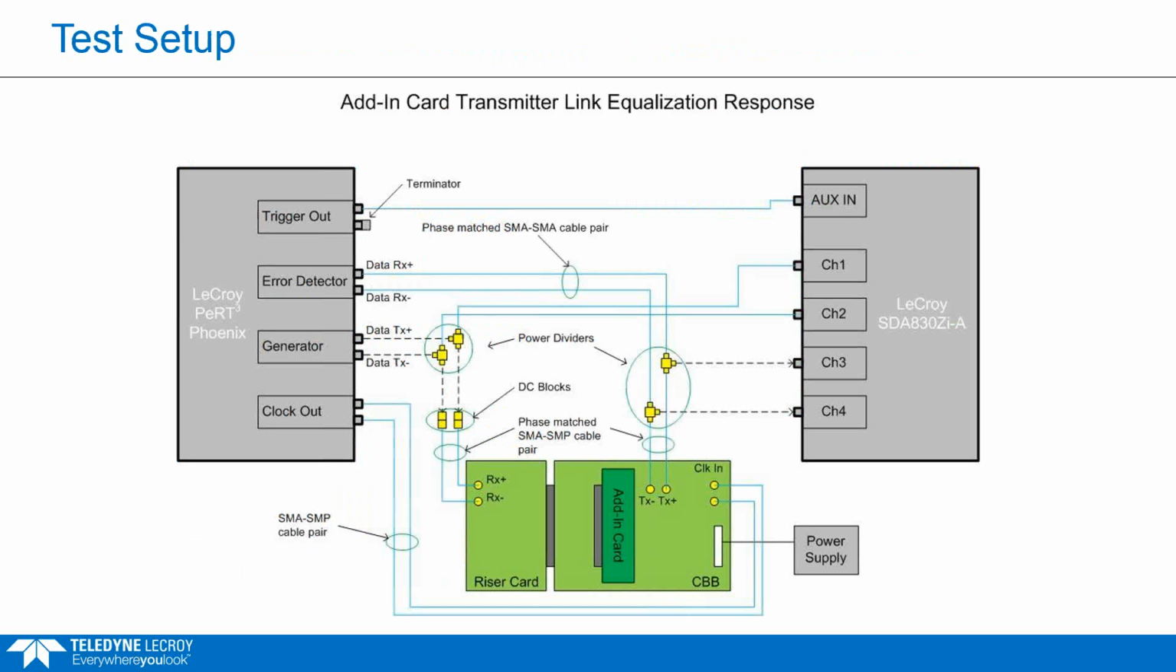Okay, so this is the setup that we're using for pretty much all of these debug examples. This is also the setup that we use for the compliance testing as well. And it looks fairly complicated at first, but once we pick it apart, it's actually pretty simple. So on the left here, we have our PeRT Phoenix. Again, this is our protocol-enabled receiver tester. On the right, we have a scope. And then in the middle there on the bottom, we have our device under test, which is then plugged into some fixtures.